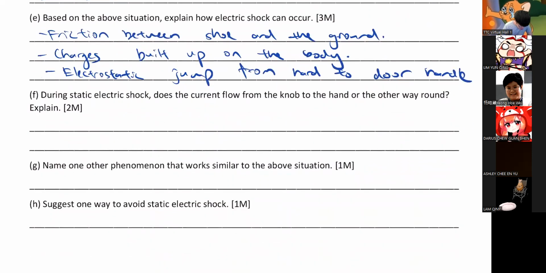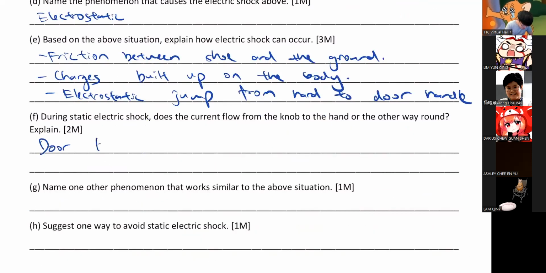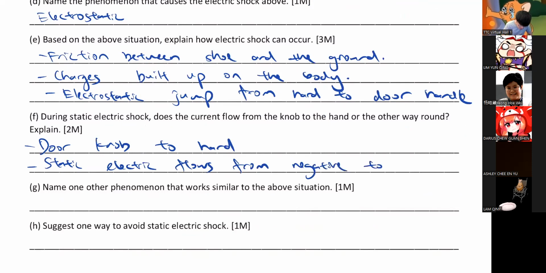Anyway, so F, during static electric shock, does the current flow from the knob to the hand or the other way around? So you see, you are positive. Like I said, it will always go from negative to positive. Positive cannot jump. Only negative can jump to positive. So if your leg is positive, so you are positive, so the negative will jump here. So from doorknob to hand. Why? Because static electric flows from negative to positive.